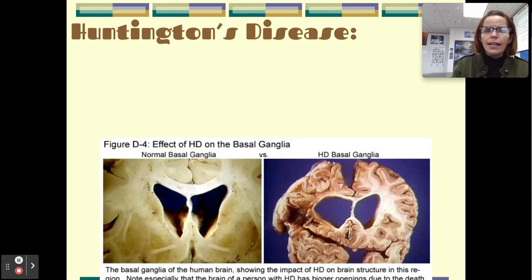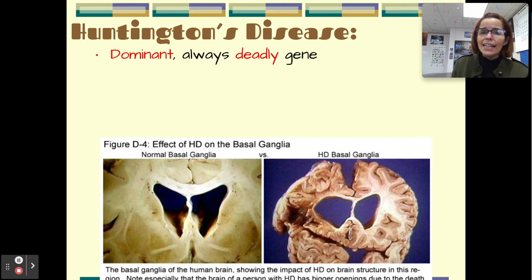All right, next. Now we're going to talk about something that is a genetic disorder that's a lot smaller. It's just a tiny change in one gene. It's not due to an entire chromosome missing or being added. This first one's called Huntington's disease. It's a dominant trait. So if we talk about Punnett squares, you would use a capital letter to show it. And it's unfortunately always deadly.